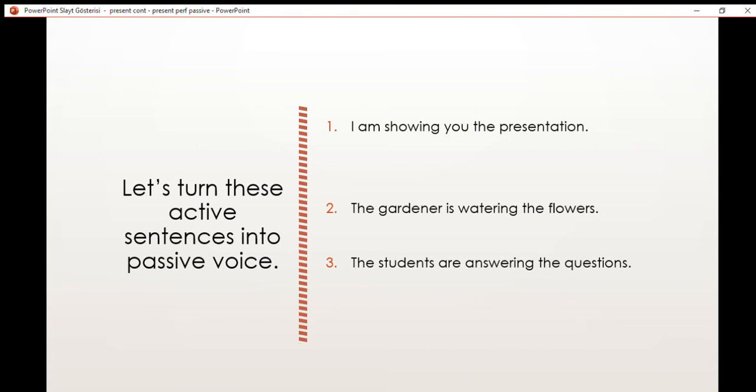Again, give yourself 5 to 10 minutes and turn these present continuous active sentences into present continuous passive sentences. Remember, show, right here, the first one, show is also an action that's very similar to give, which means it can take two objects at the same time. One person, two things. Okay, let's see the answers now.